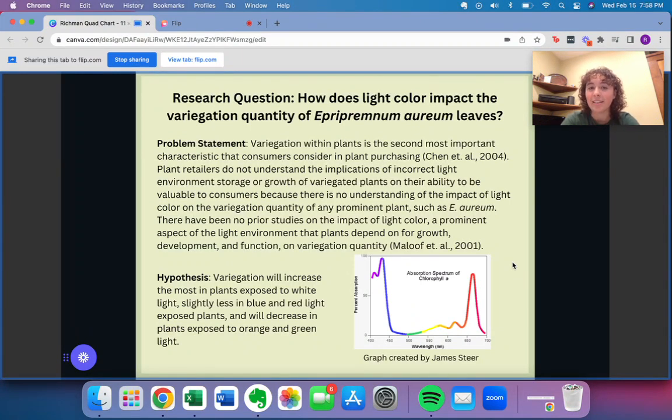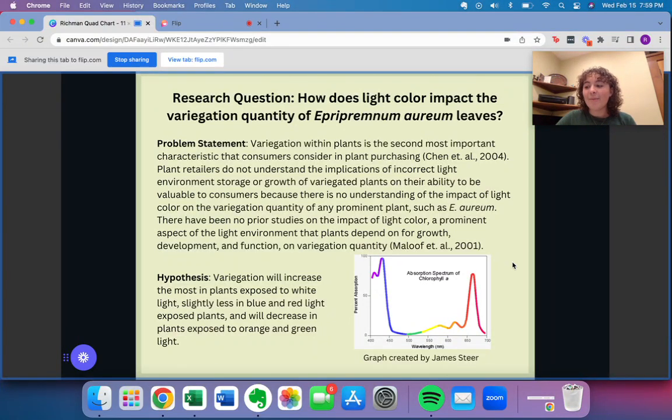Variegation is defined as the presence of multiple colors on the same leaf. This can be splotches, lines, dots, all of the above. In Epipremnum aureum, it is areas of white and areas of dark green on the leaf, both being present on the same leaf.